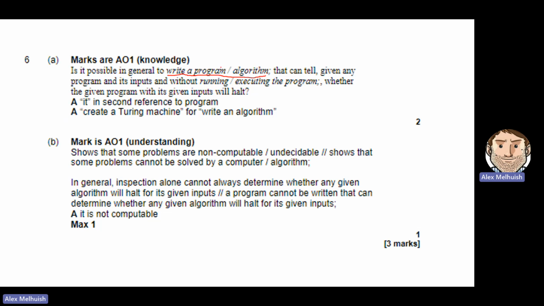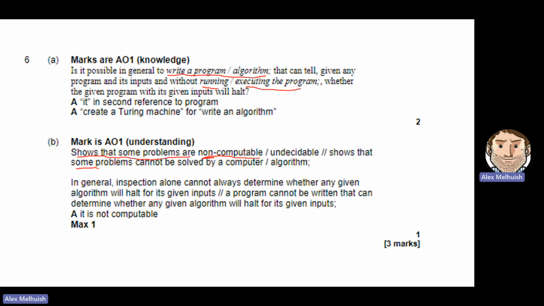So these were the words I was looking for: to write a program or algorithm that can tell, given a program and its inputs, without running or executing the program, whether the given program will halt. And then the last one about the significance of the halting problem, the easiest way to say it, but still some people don't use this, is non-computable. It shows that there are just some problems that are non-computable. That would get the mark.